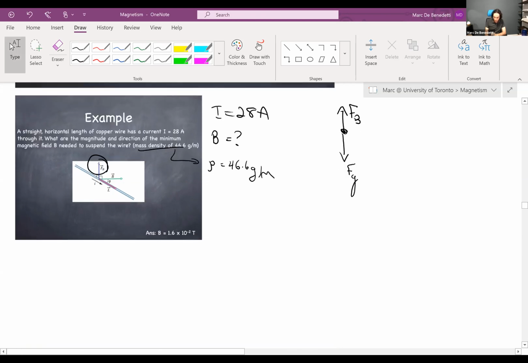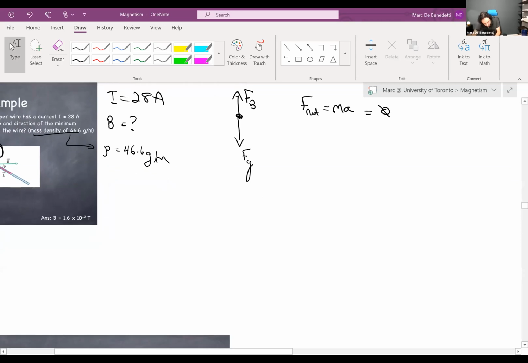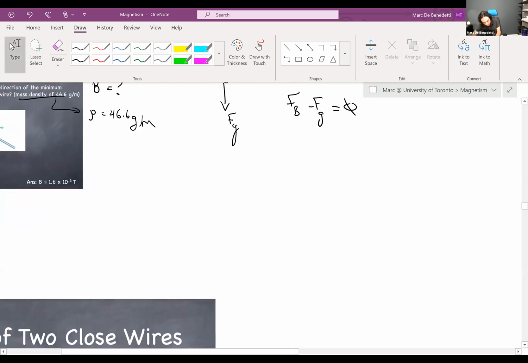So there's my free body diagram. And after a free body diagram, we always go to F net equals ma. Given the context of the question, our desired acceleration is going to be 0, right? I don't want this wire to be accelerating up or down. I just want it to be stationary and levitating. Actually, this is how levitation works as well, by the way, magnetic levitation. So here, we keep going. The net force is going to be FB minus FG, and that's going to equal 0. And this is going to be FB equals FG.